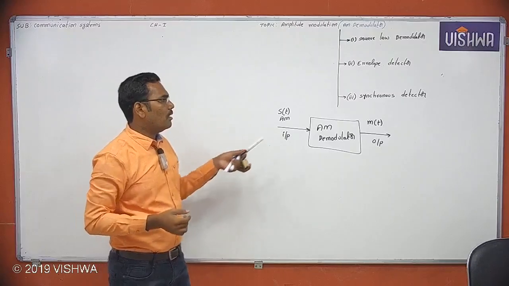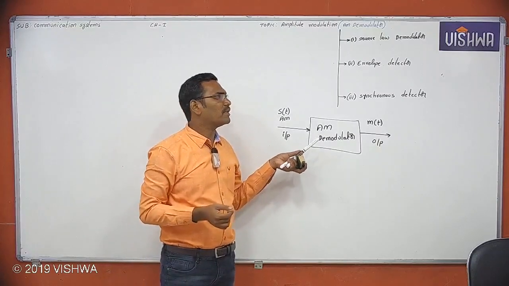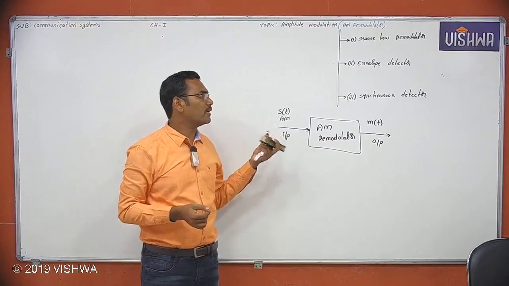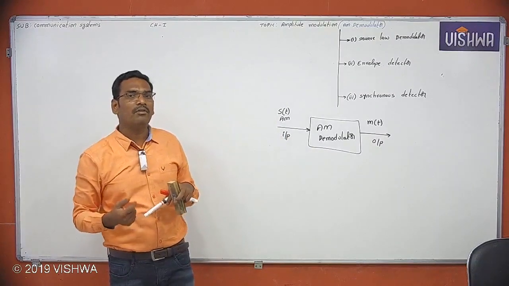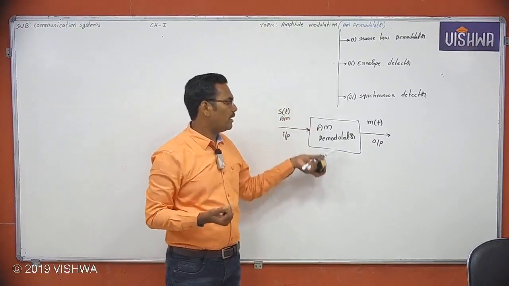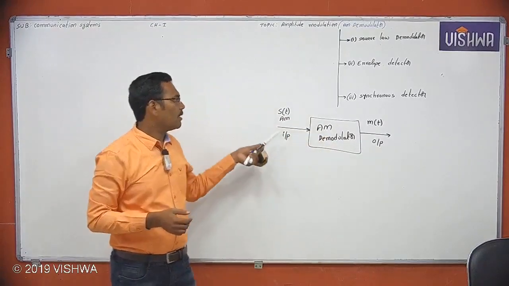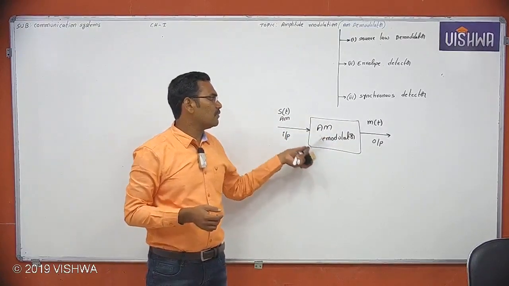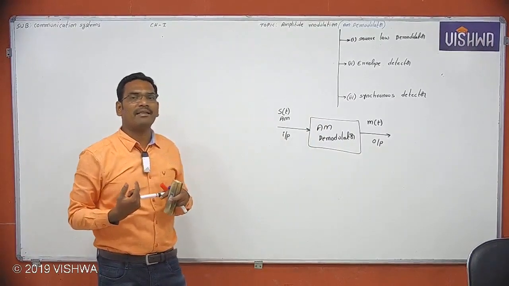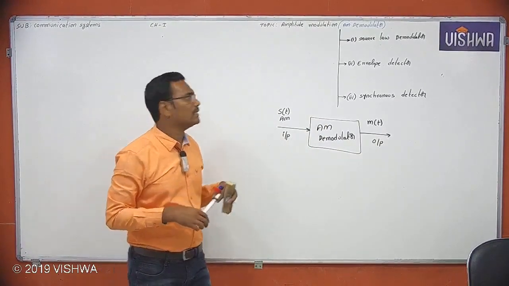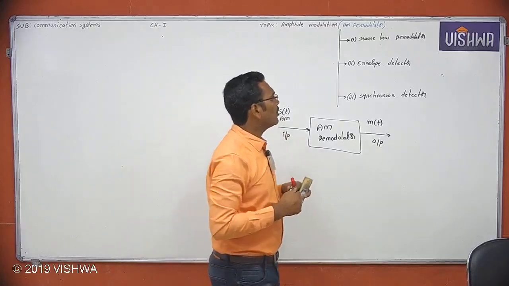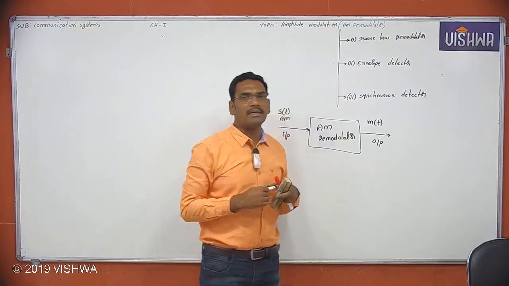Now, how the square law demodulator is working, how the envelope detector is working, how the synchronous detector is working. Now we want to see what procedure is involved here. What are the components involved? What is the procedure to get back the message signal? We will cover all these things in the square law demodulator, envelope detector, and synchronous detector.